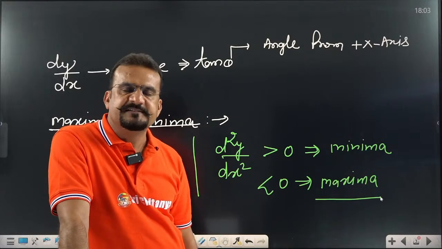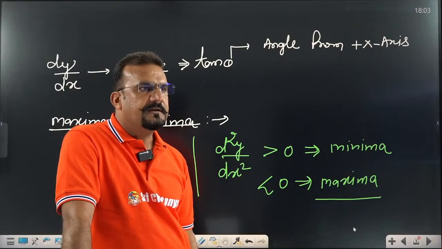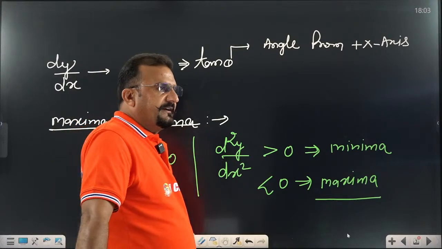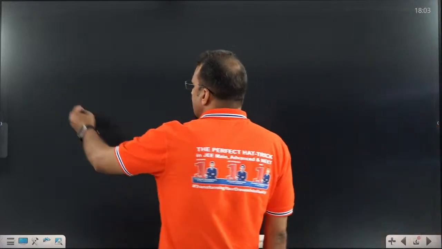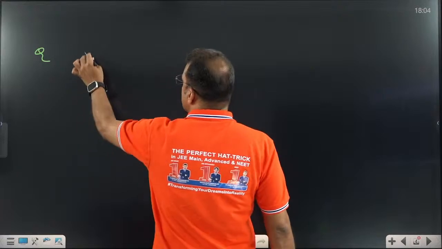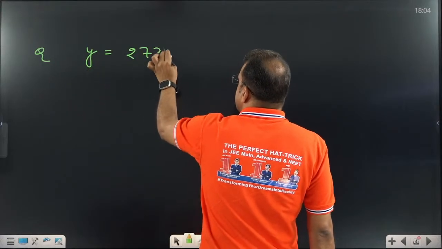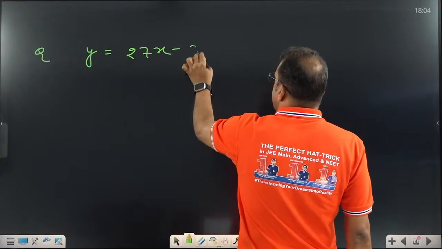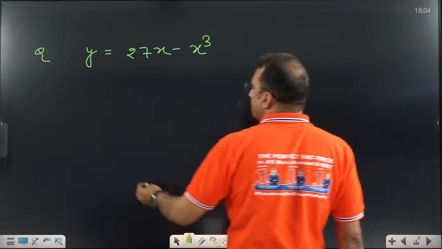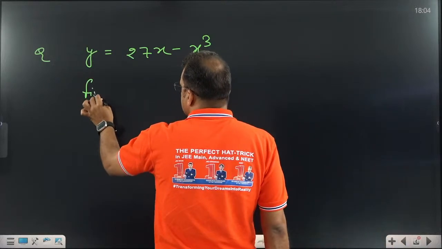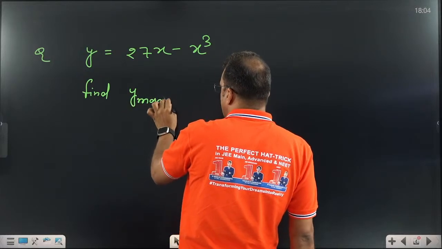Okay, let us take one example for maxima minima so that you can get a clear idea. Done. Okay, let us take one question in that part. I am going to give you one question. Let us assume y equal to 27x minus x cube. What you have to find out is the maximum value of y. Find y maximum.